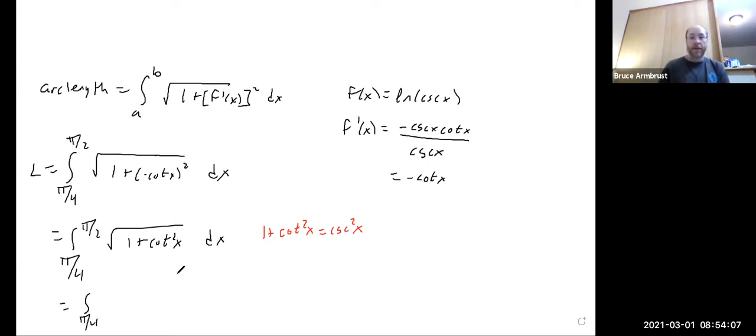And yes, I would expect that you would recognize that and go, oh, there's a Pythagorean identity that involves that. If you don't see that, you need to bone up on your identities. So square root of cosecant squared is just cosecant. So this arc length formula ends up being pretty nice. It's just the integral of cosecant.